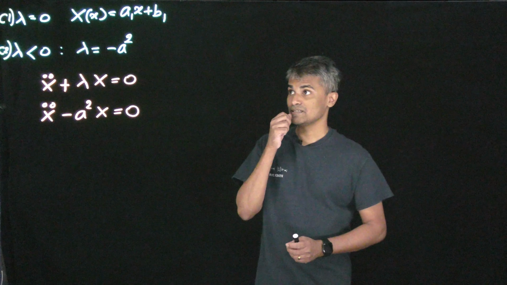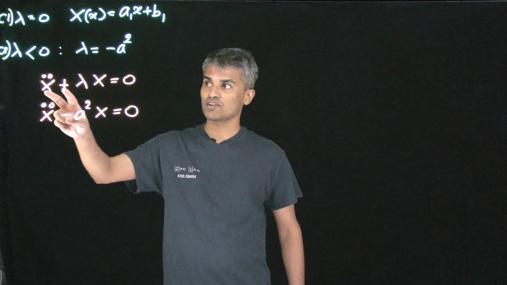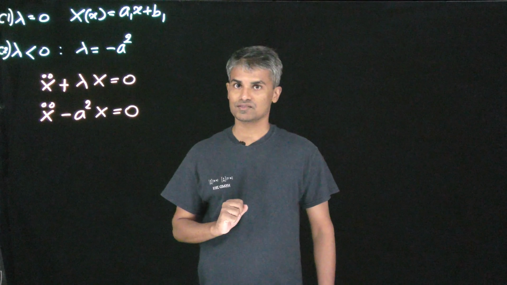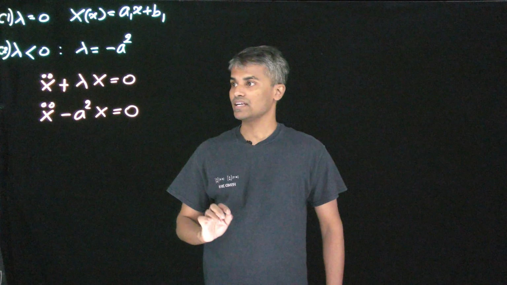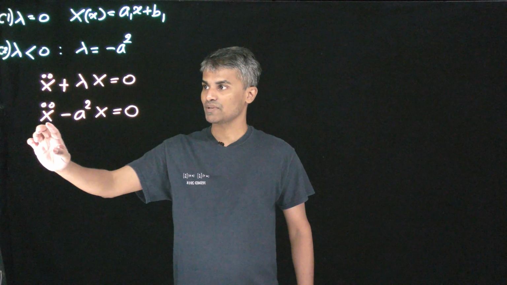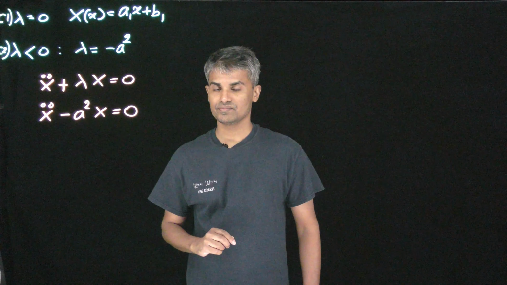So, now we are going to solve the same second order ordinary differential equation for negative lambda values. So, we set lambda equals negative a squared, then my ordinary differential equation becomes x double dot minus a squared x equals 0.